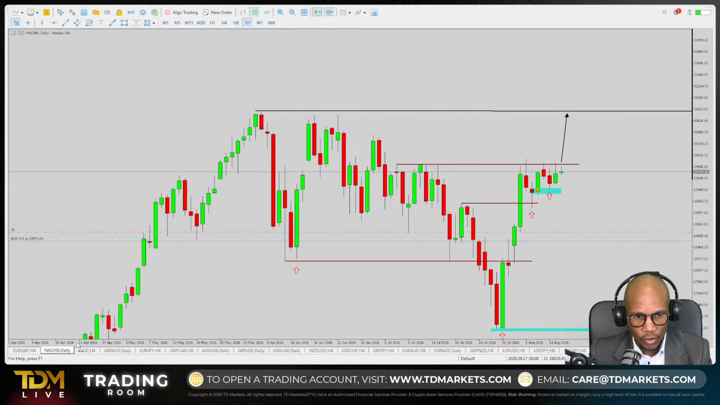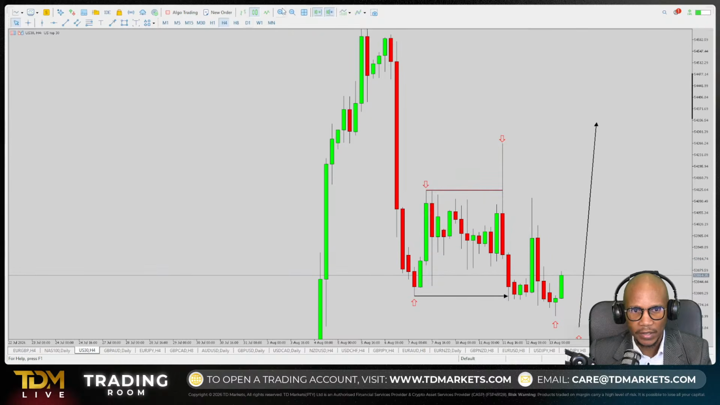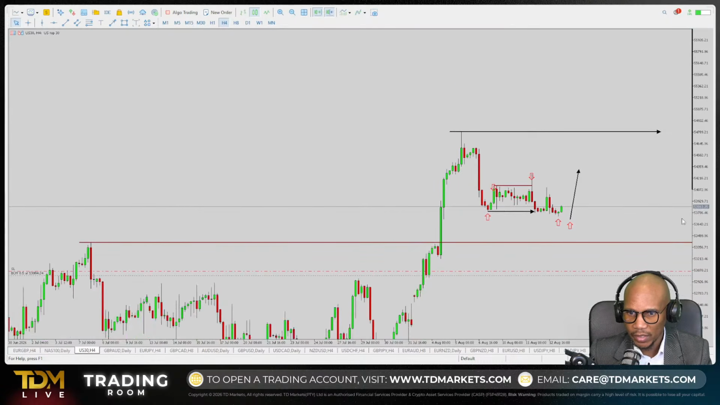So US 30, right? It's preparing to go up. So just be on the lookout. I'm swinging this as well. I'm looking to swing this all the way up to that high, possibly break this high.